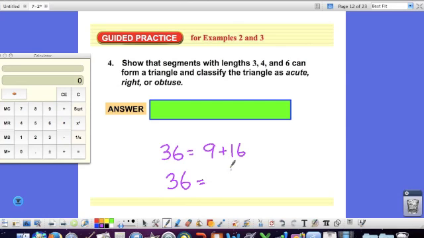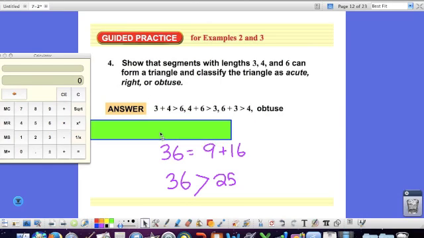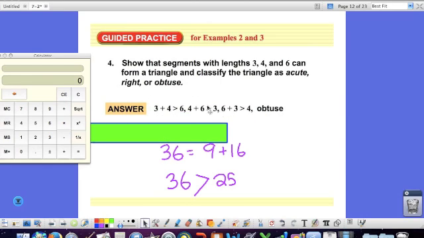36 versus 9 plus 16, which is 25. So 36 is actually greater than 25, which means it is obtuse. And that's the work there to show that it can be a triangle, and that triangle is obtuse.